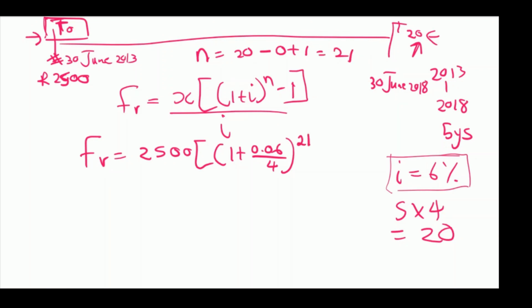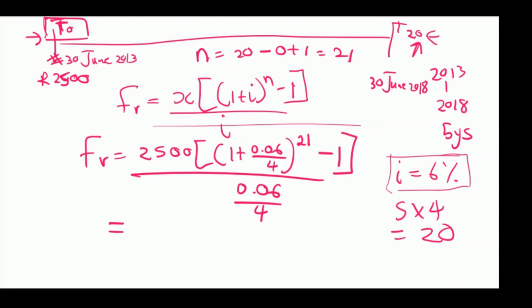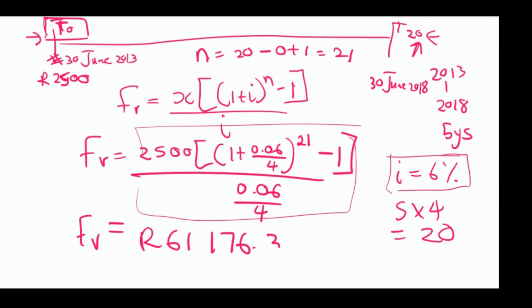It's going to be minus 1 there, right? And then we divide by 0.06 over 4. So you're just going to punch your calculator the entire thing here and find the future value annuity, which would be 61,176.31. So this is the solution for this problem here.